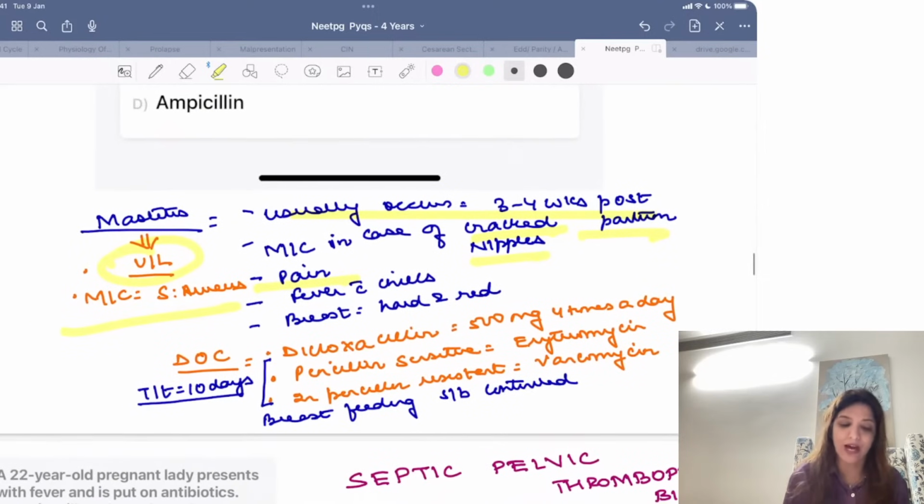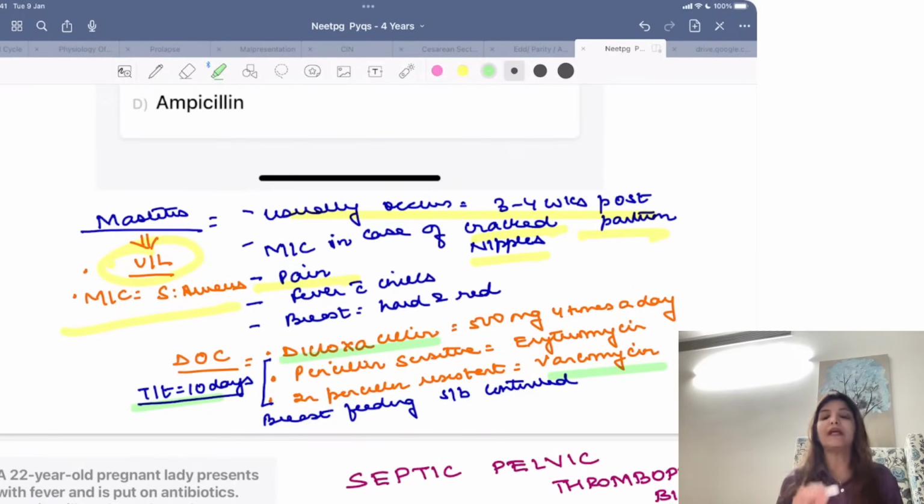Drug of choice is dicloxacillin, which you have to give for 10 days. If the patient is penicillin sensitive, in that case you are going to give erythromycin. Suppose Staph aureus is resistant to penicillin, then the drug of choice is vancomycin. Breastfeeding should be continued in case of mastitis.